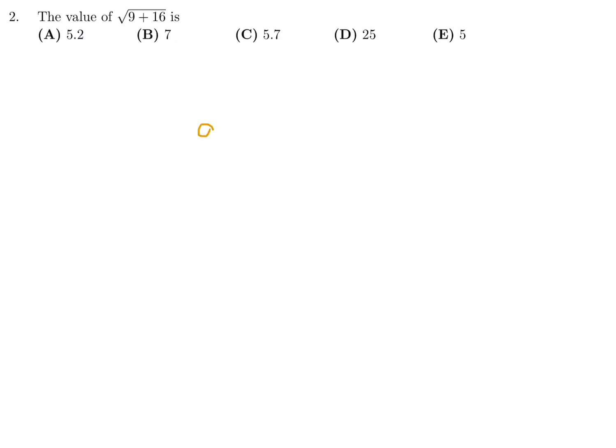The value of 9 plus 16 under the square root sign is, 9 plus 16 is 25, and then the square root of 25 is 5. So number 2, the answer is E.